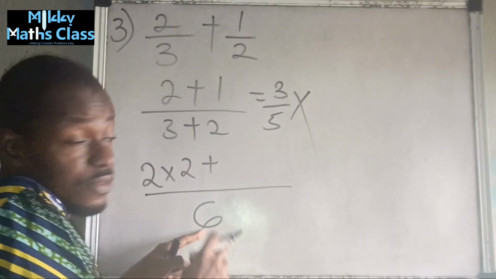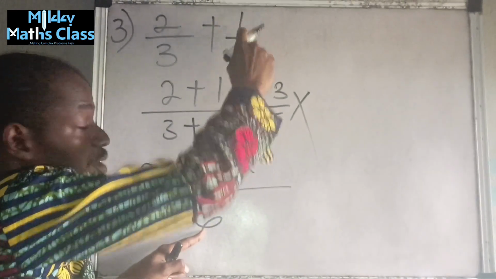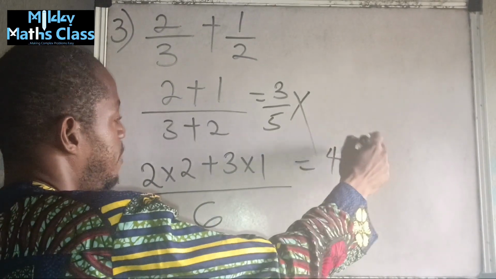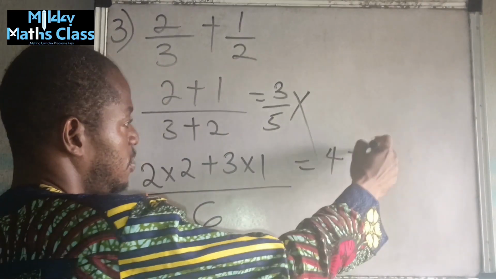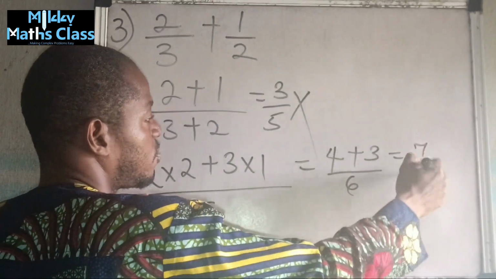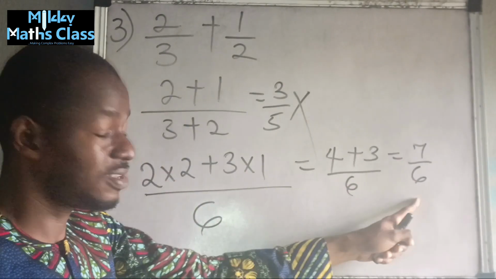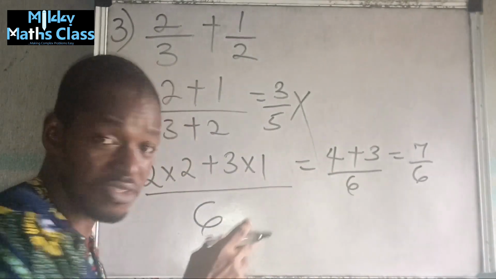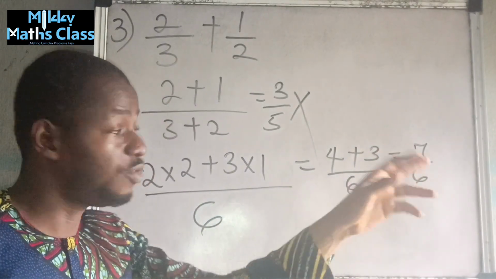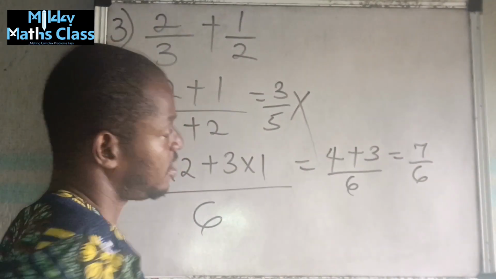How many 2s will I see there? 3. So I'll say 3 times the numerator here, 1. That becomes 2 times 2 is 4, plus 3 times 1 is 3, over 6. This becomes 4 plus 3 is 7 over 6. Now, don't leave your answer as an improper fraction. Put it as a mixed number. Don't make that mistake again. Most times, marks will be deducted if you leave your answer as an improper fraction, because you have not finished simplifying it.